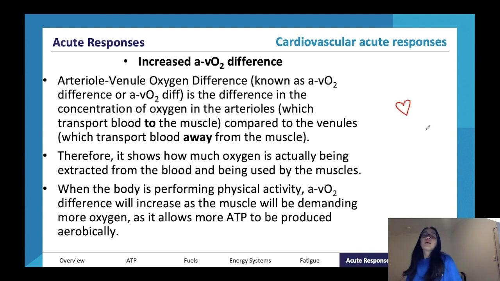But anyway, blood leaves your heart. If you know what vessel blood leaves your heart by, I'd be really happy. If you don't, now's the time to memorize it because it's important for your exam. Blood leaves your heart via arteries and arterioles, and it goes off to capillaries where it will be diffused out into the working muscles. So from the capillaries it enters the working muscles. It returns back to your heart via veins and venules.